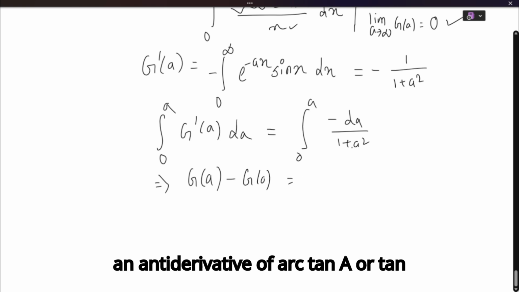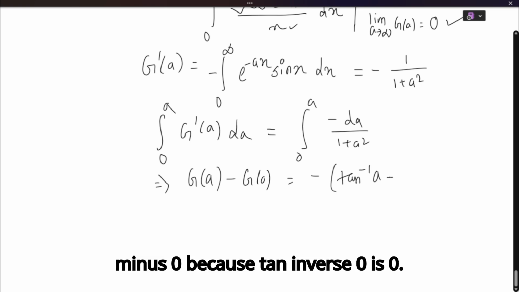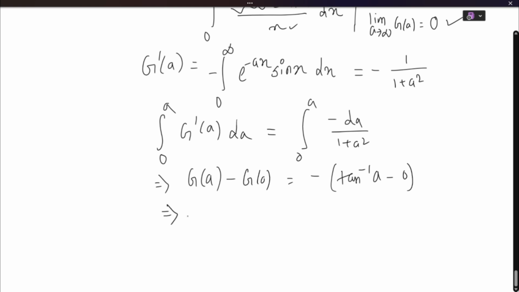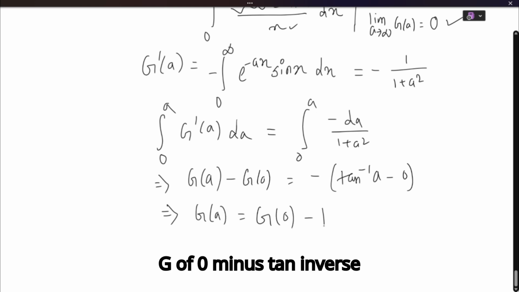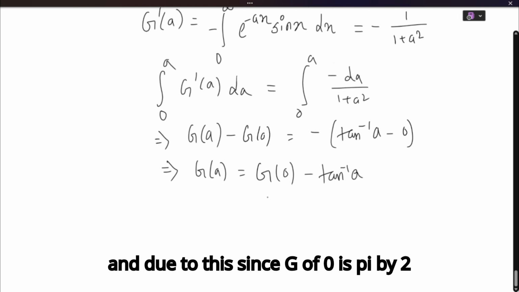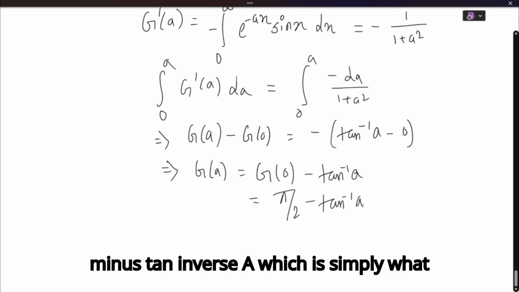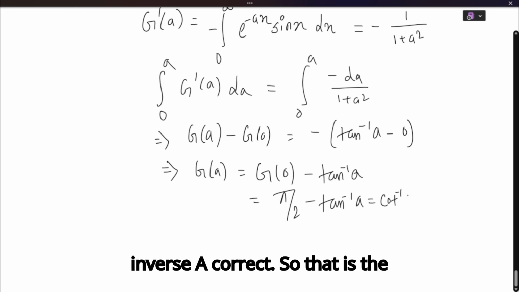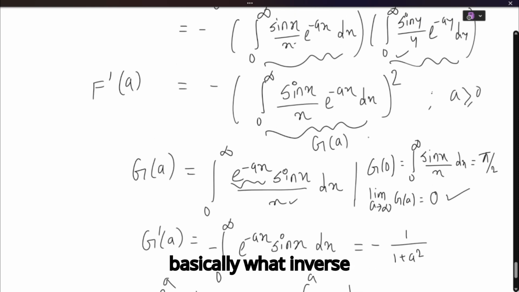And this has an antiderivative of arc tan a, or tan inverse a, which should be tan inverse of a minus 0, because tan inverse 0 is 0. Therefore, G(a) simply becomes G(0) minus tan inverse of a, correct? And since G(0) is pi by 2, as I told you before, this becomes pi by 2 minus tan inverse a, which is simply cot inverse a. Correct. So that is the value of G(a). So this integral here is basically cot inverse a.